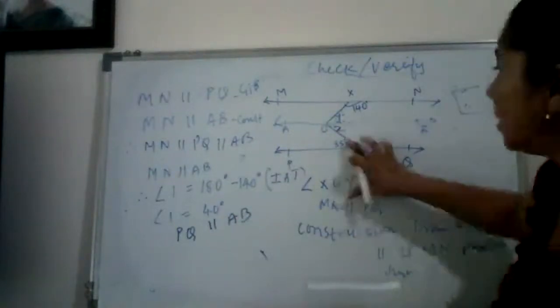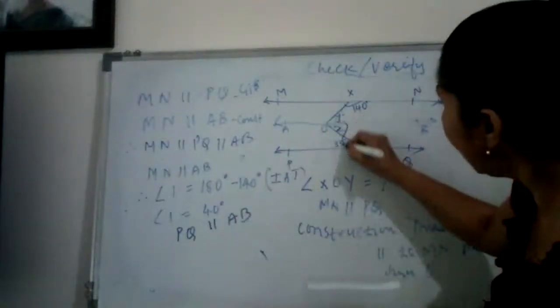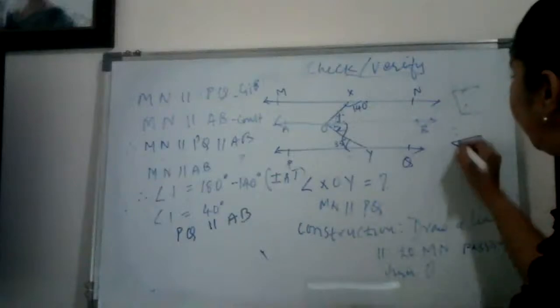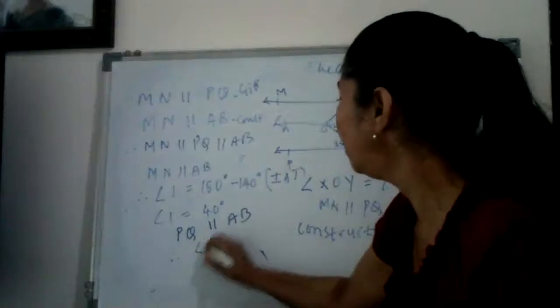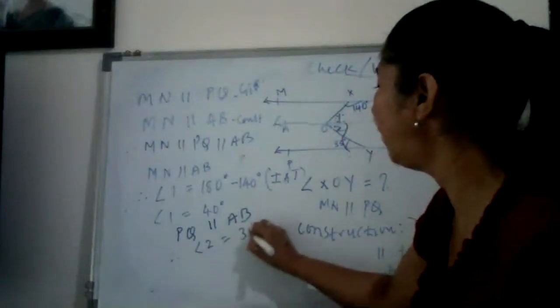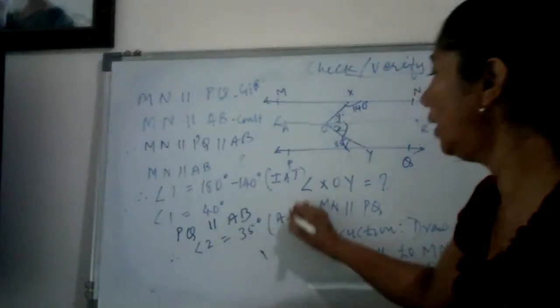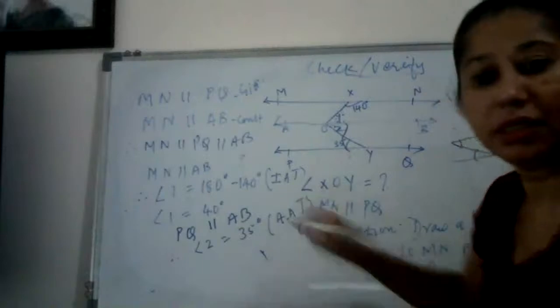ओके, तो अब ये कौन सा बना रहा है? Could you see this and this? और ऐसे आया, मतलब z, तो क्या कहेंगे हम? Therefore angle 2 is equal to 35 degree. क्यों? Alternate angle test, isn't it?